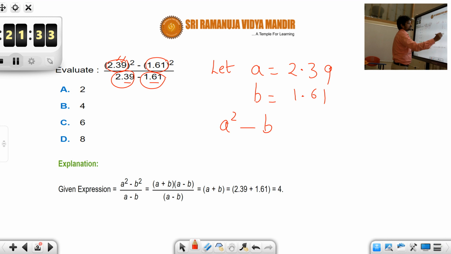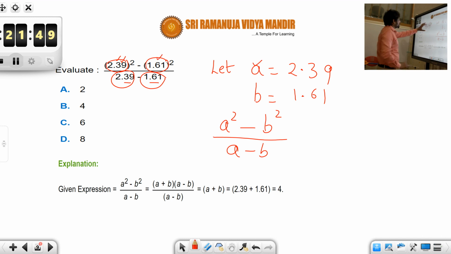Are you able to identify this pattern? If you assume 2.39 to be a and 1.61 to be b, the same question we can rewrite as a square minus b square divided upon a minus b. Okay, students, and we know our famous identity: a square minus b square is equal to a minus b times a plus b.